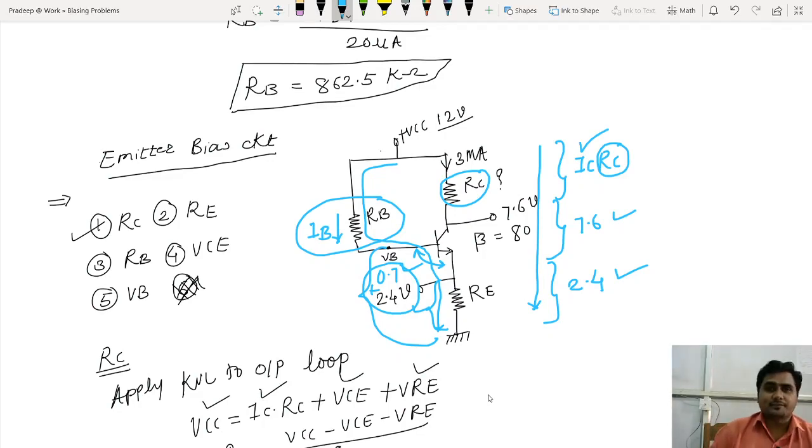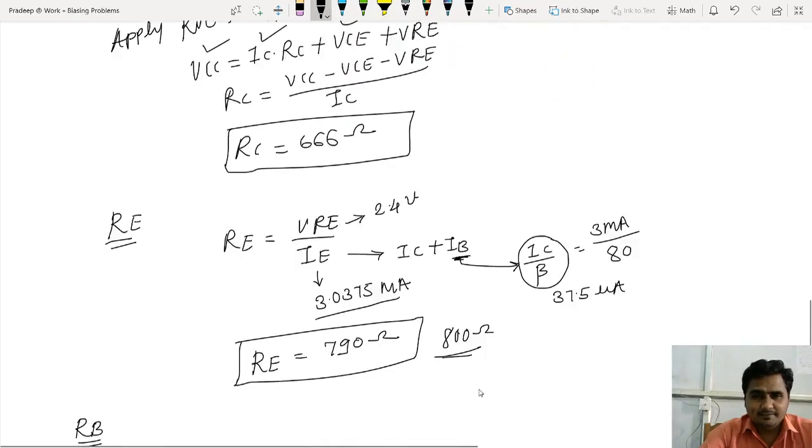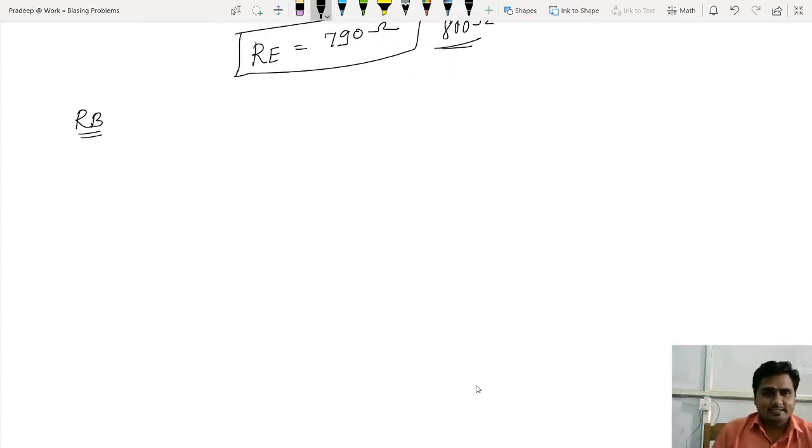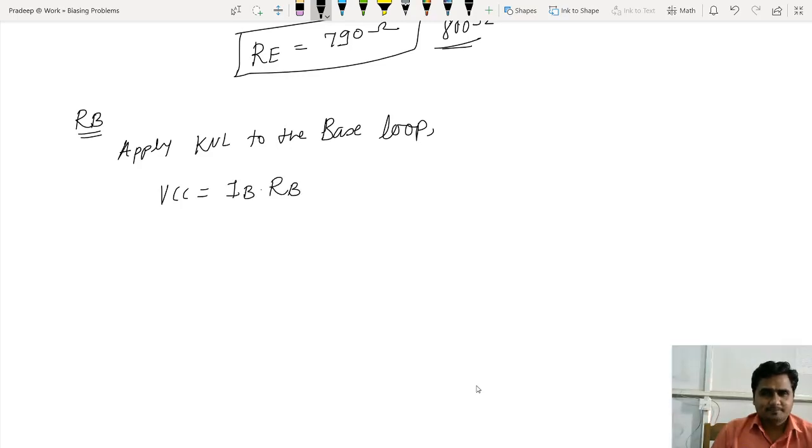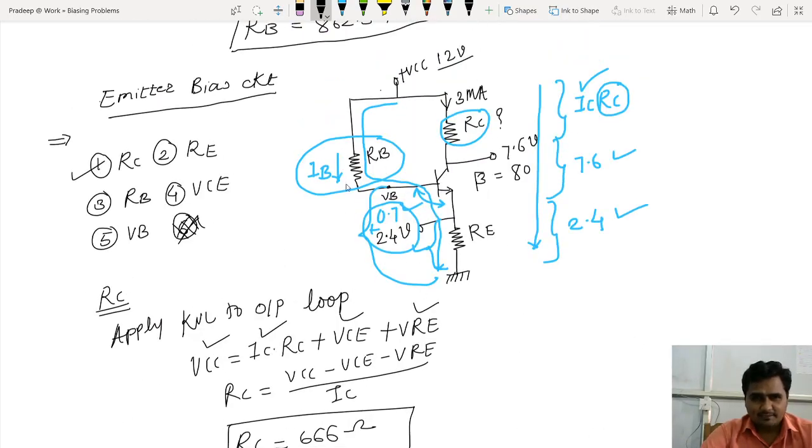So let me write the equation. Instead of discussing here, let me write: apply KVL to this loop. What will happen if I apply KVL to the base loop? It is VCC equals IB multiplied by RB plus VBE plus VRE. You remember this I am talking about. IB RB plus VBE plus VRE.